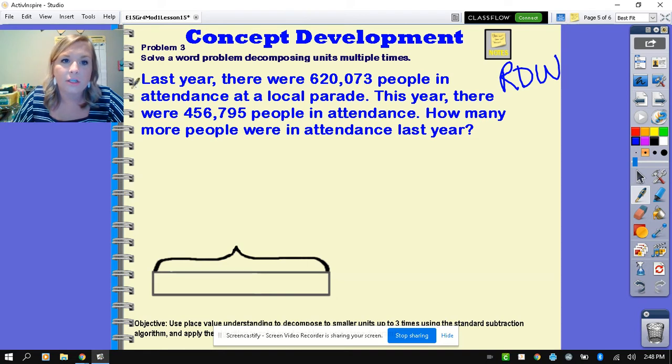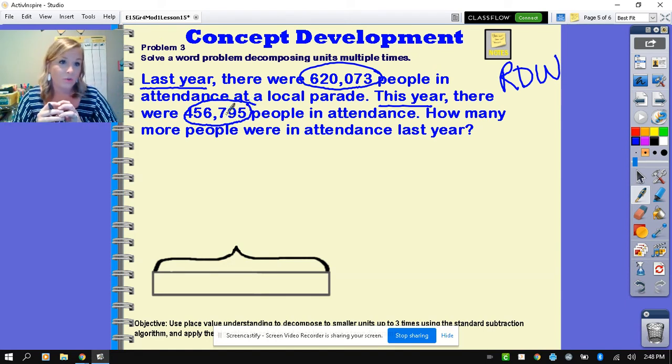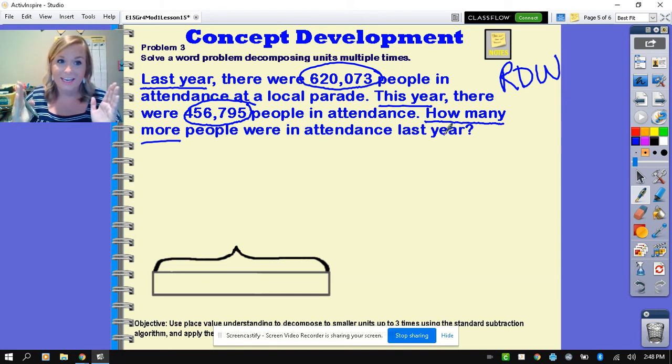So last year, there were 620,073 people. This year, there were 456,795. Now, they don't want to know the total amount through the 2 years, because if so, we would be adding. Instead, it says how many more people were in attendance last year, meaning they're wanting to find the difference between last year and this year.